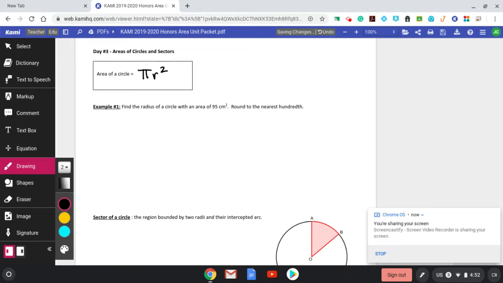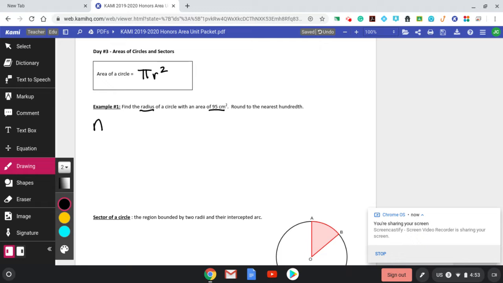Radius squared times pi. All right, so here we go. Let's find the radius of a circle with an area of 95. Oh, great. I'm starting you off right with an honors level question. I'm telling you the area. What is the radius length?